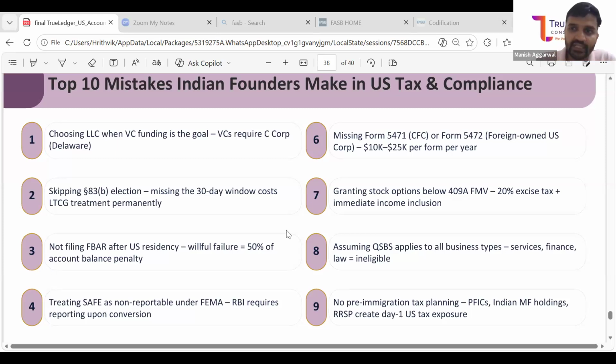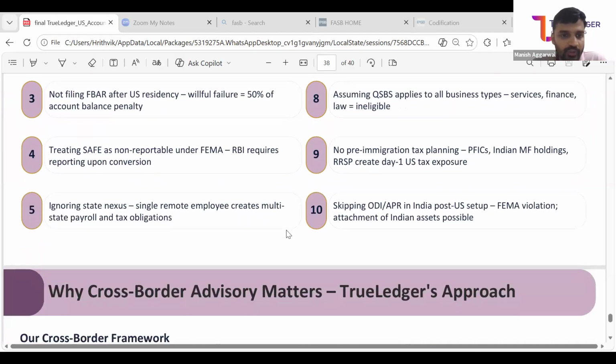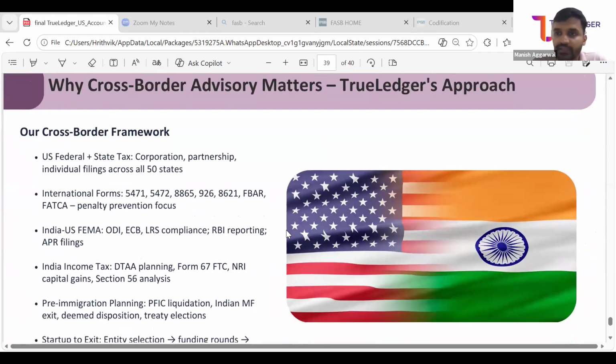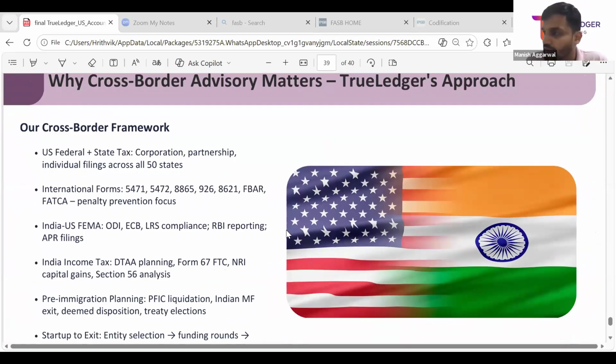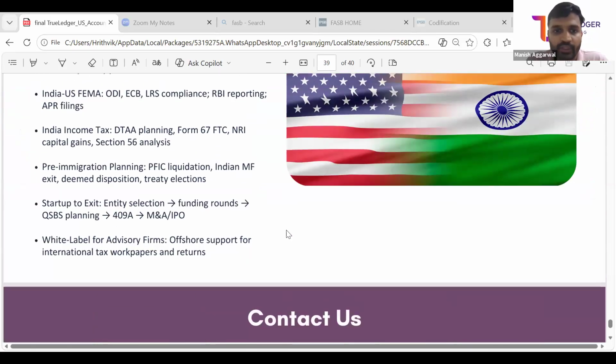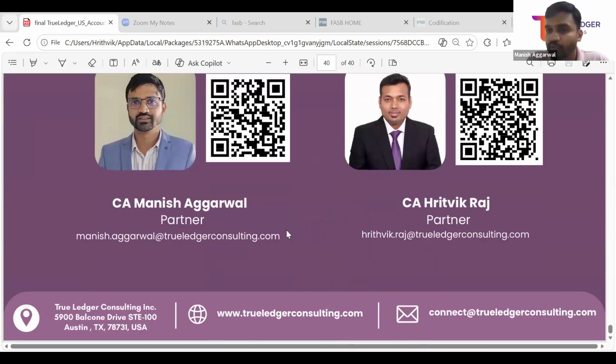And I think towards the end, what we would like to highlight, if Ritvik can scroll down, is how we at True Ledger as a firm are supporting many startup founders and companies looking to expand outside India. We would be happy to partner with all of you who have joined us and who are looking to build a practice in US tax accounting. We would be happy to partner with you and interact with you for future collaborations and opportunities. We do have a partnership model or a referral model in place where we can collaborate and provide white label services.